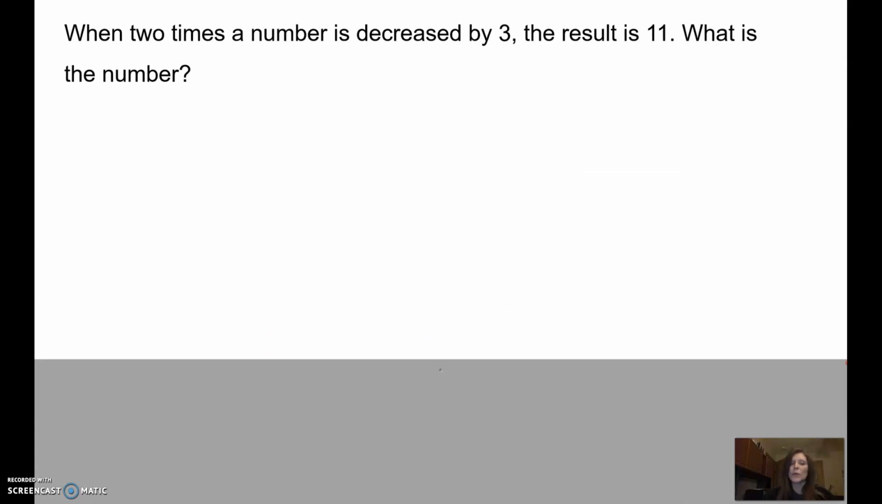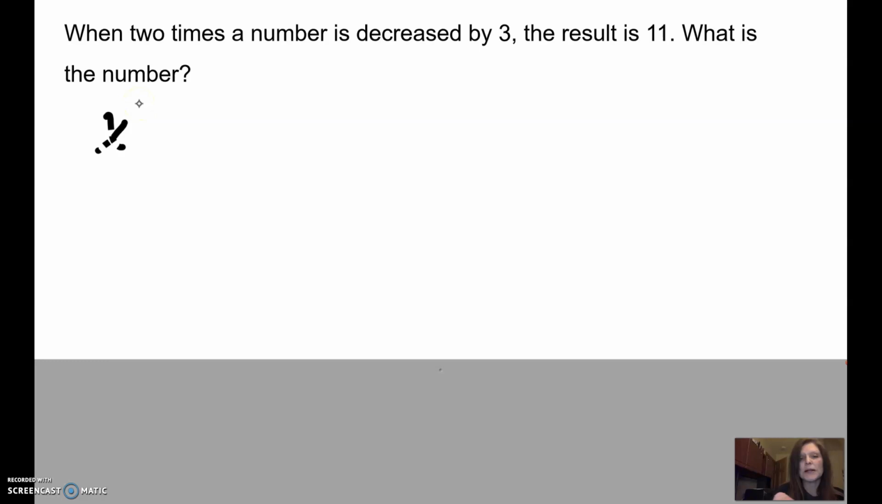It says, when 2 times a number is decreased by 3, the result is 11. What is the number? All right, so I'm taking a number, multiplying it, decreasing it, and getting an answer. That's the situation, so I understand the problem. I also know what I'm asked to find, and that is that original number. So remember from our strategy that whatever that directive is, that clues me in as to what to make the variable. So in this problem, I'm going to say x.